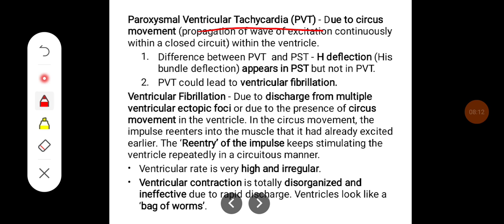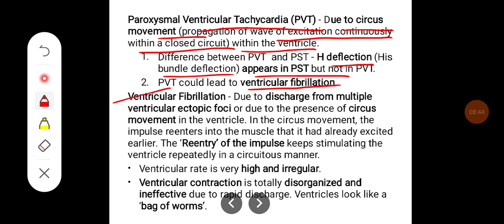Paroxysmal ventricular tachycardia occurs due to circus movement, that is propagation of a wave of excitation continuously within a closed circuit within the ventricle. The difference between PVT and PST is that the H deflection, the His bundle deflection, appears in PST, but it does not appear in PVT. PVT could lead to ventricular fibrillation.